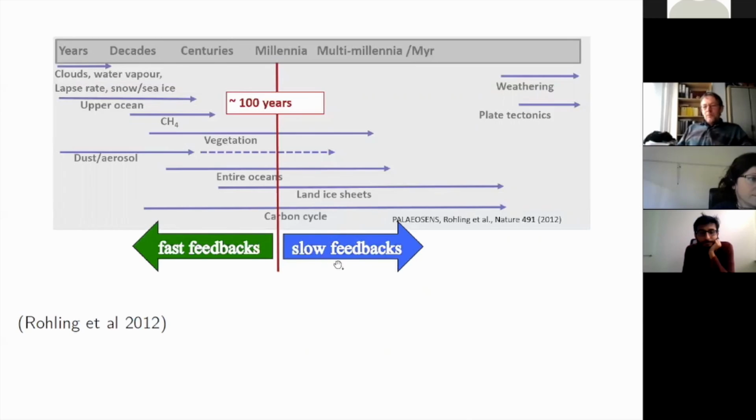Well, equilibrium climate sensitivity, as far as I understand, is normally examined on a 100-year time scale, but that interferes quite a bit with the timescales of how the oceans and vegetation and ice sheets and the carbon cycle are going on. So it's not clear you really have a good timescale separation.